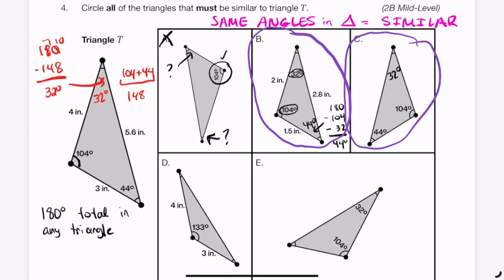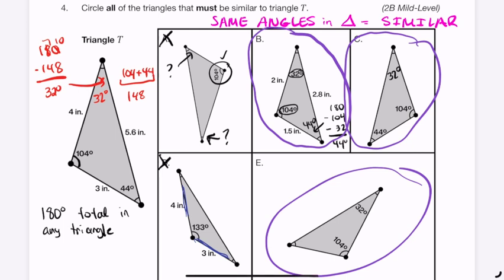D, we are only given one angle measure, and it's not the same as the one in the original, so that's going to be wrong. The way they're trying to trick you here is they do tell you that these side lengths are the same, but the angle is different, so that doesn't really matter. And you can just look at these two triangles and see that they don't appear to be the same shape. And then E is going to be correct as well for the same reasons as before.